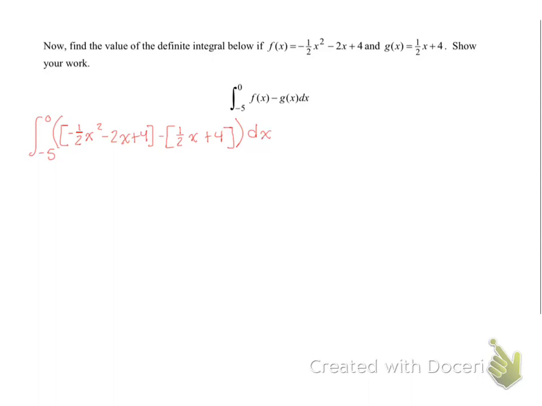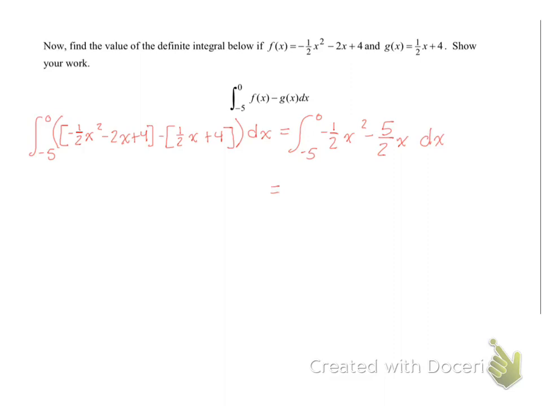Okay, so let's try this without a calculator. Let's do some simplification. So this integral simplifies to -1/2 x squared minus 5/2 x, and then the 4's cancel. So this is dx. Okay, I know you guys don't like fractions. That's okay.